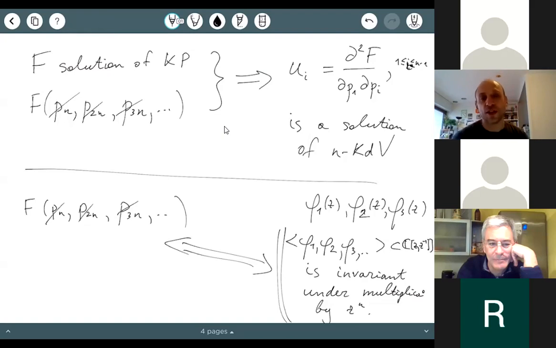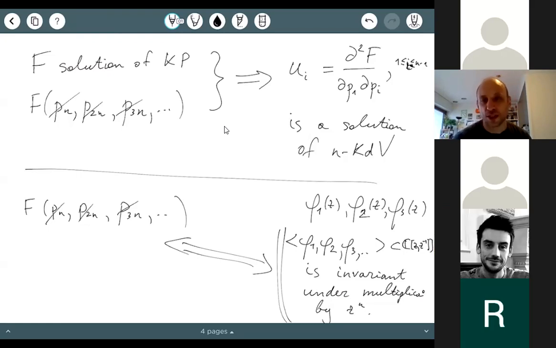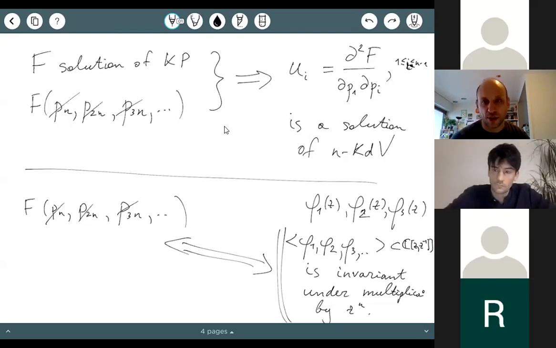Similarly, there is a theorem that the generating series for Hurwitz numbers is a solution of the KP hierarchy this time. So there is no condition, it depends on all variables p1, p2, p3. And again, how do you prove that? You actually construct explicit power series phi1, phi2, phi3, and prove that if you do this construction, you find the generating series for Hurwitz numbers.